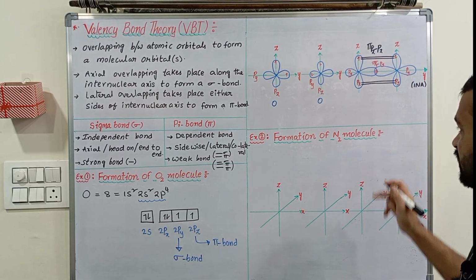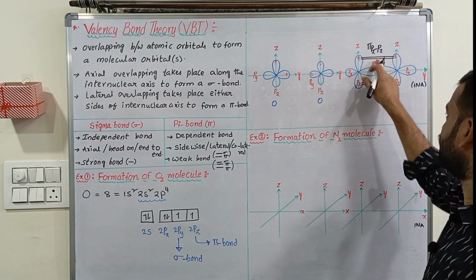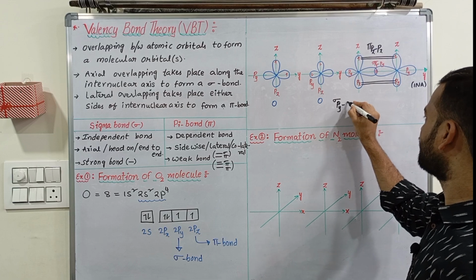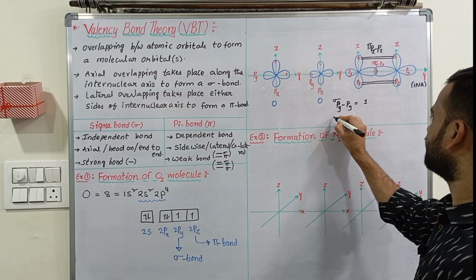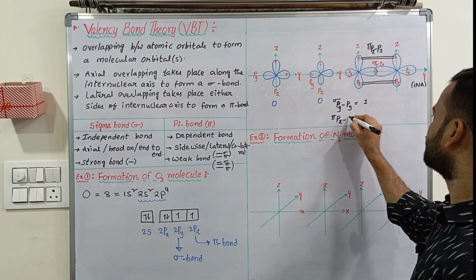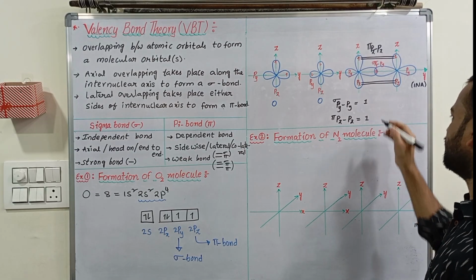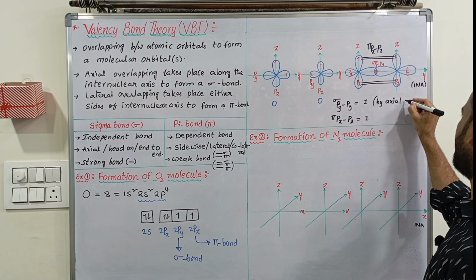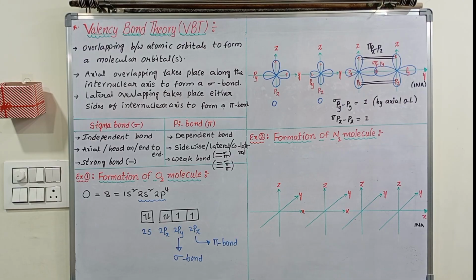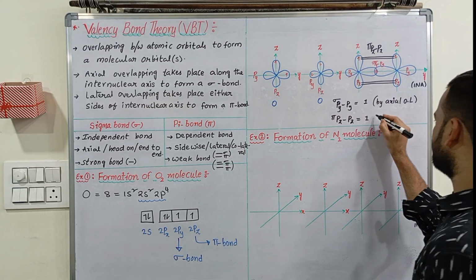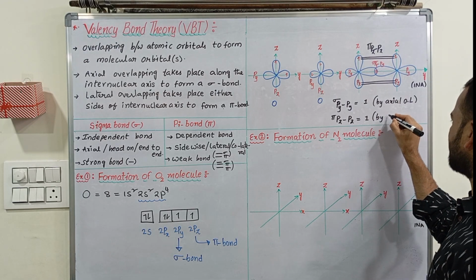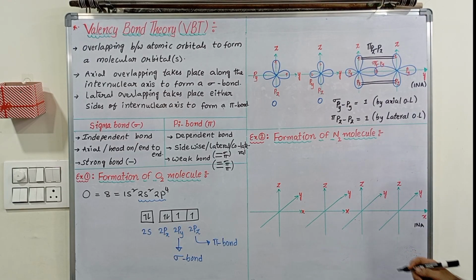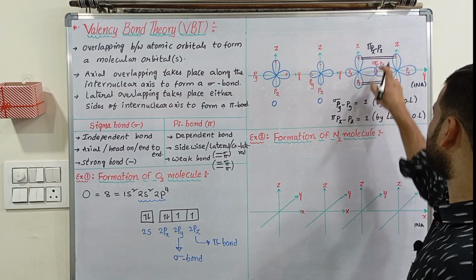Understand? Okay. So here in this, how many sigma bonds are formed? Only one sigma bond, that is sigma py. Pi bonds, how many here? pz, so here also one. A sigma bond is formed by axial overlapping, or end to end or head-on overlapping. Next, a pi bond is formed by sidewise or lateral overlapping. Understand? Okay, so here one sigma bond, one pi bond.